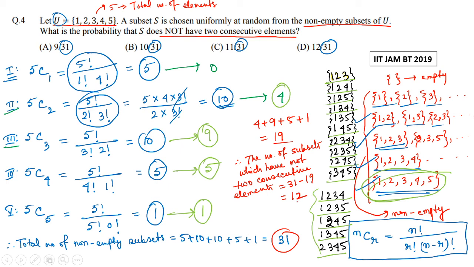And how to calculate the probability? So the probability is the total number of favorable outcomes, that is the number of subsets which do not have two consecutive elements, divided by the total number of non-empty subsets, that is 12 by 31. So the probability P is equal to 12 by 31. Because the formula for probability is the total number of favorable outcomes divided by the total number of outcomes, right? That is, option D is our correct answer, 12 by 31.